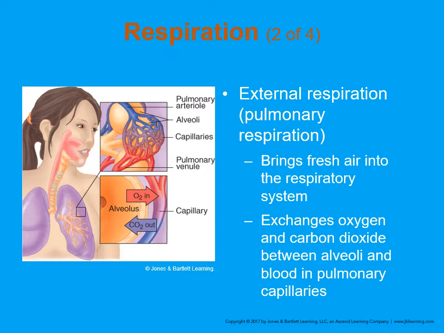External respiration, also known as pulmonary respiration, brings fresh air into the respiratory system. It exchanges oxygen and carbon dioxide between the alveoli and the blood in the pulmonary capillaries. Surfactant keeps the alveoli expanded, making it easier to perform gas exchange.